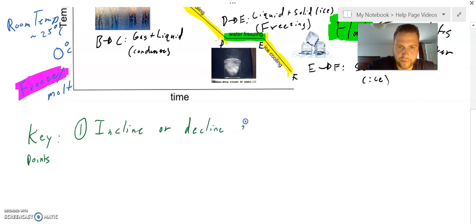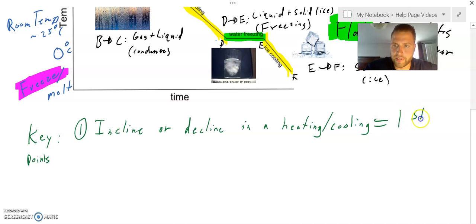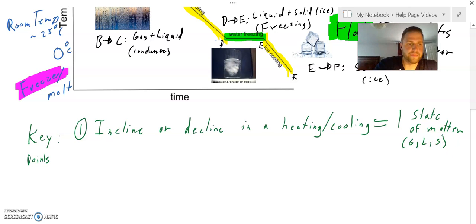in a heating or cooling curve, and you'll have to decide which one's which, what that means is that in that section, there is one state of matter. And remember, it's either going to be gas, liquid, or solid, but never anything combined, okay? And then here's going to be your key point number two.